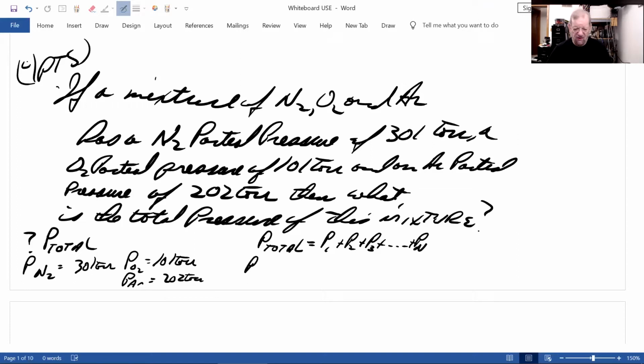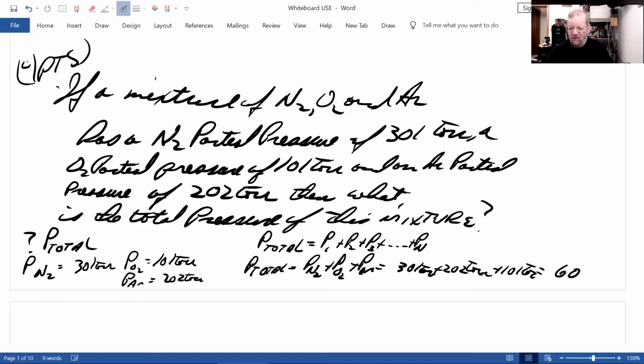And in this case, P total equals the sum of partial pressure nitrogen plus partial pressure oxygen plus partial pressure argon, and that's 301 torr plus 202 torr plus 101 torr. If I did my math right, that's 1 plus 2 plus 1, 604 torr. Since I did it in my head, I could be wrong.